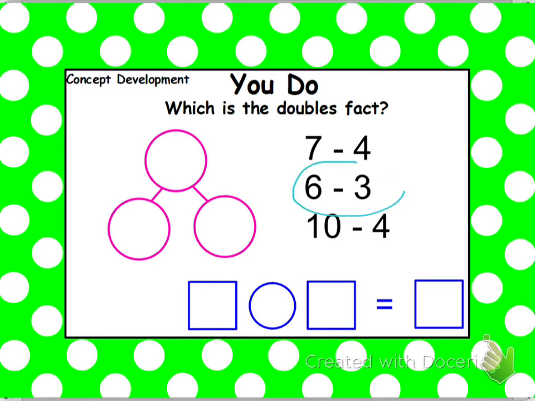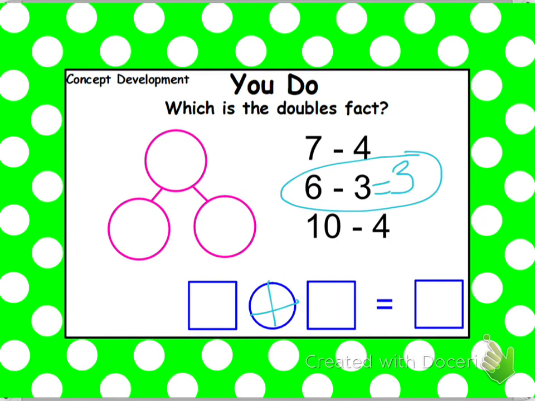Ooh, 6 minus 3 is our double because 6 minus 3 equals 3. Good. Now let's do our number bond. I want you to do the number bond for 6 minus 3 equals 3. Remember, what's the whole? What are our 2 parts? Then I want you to do the addition number sentence on your board that matches it.